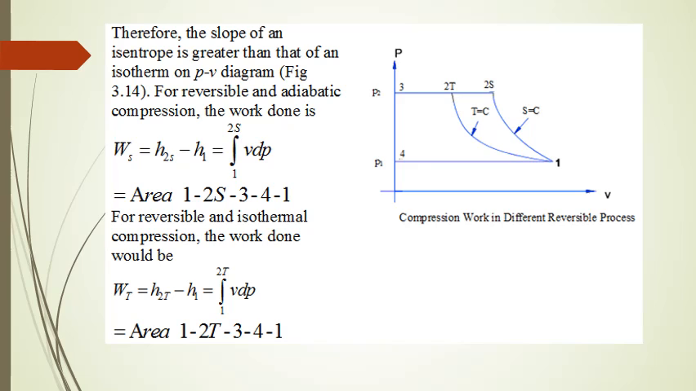Now here, the work during the compression for the isentrope is shown by the area 12S341, whereas for the reversible isothermal compression the work done is represented by 12341. So you can compare the compression work for the two different processes, that is, the reversible isothermal process and the reversible adiabatic process.